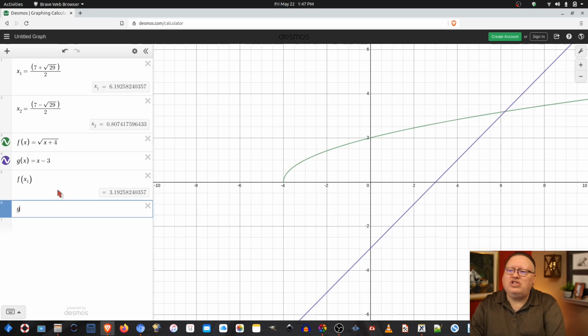And we're going to do g of x1. And we get both sides equal. So our x sub 1 is indeed a valid solution. But let's check the other.